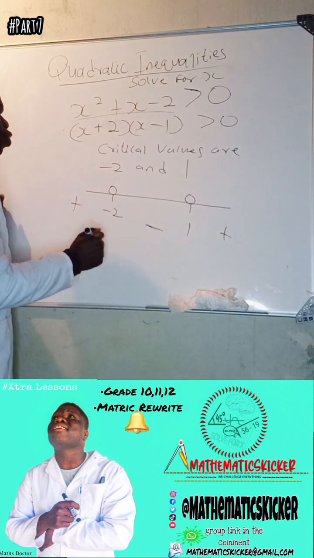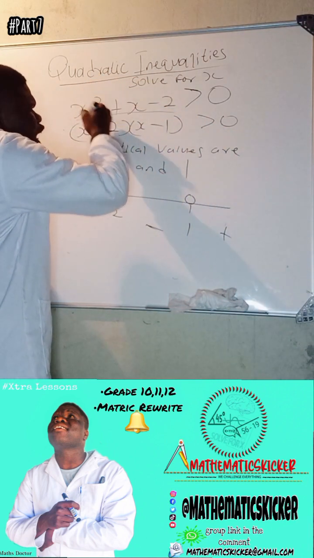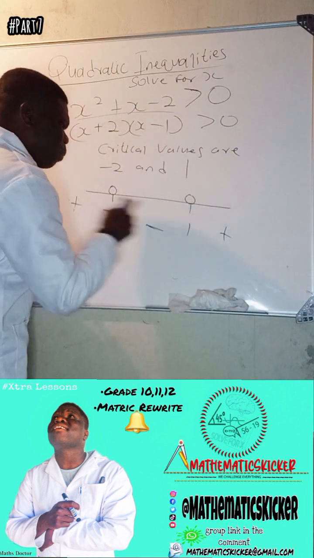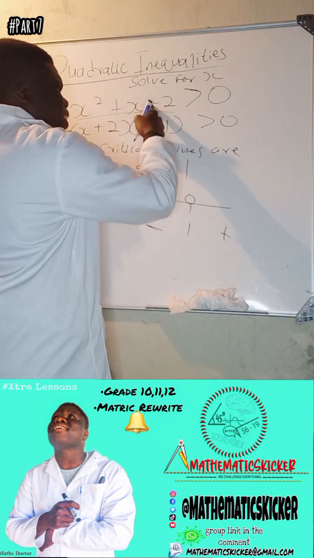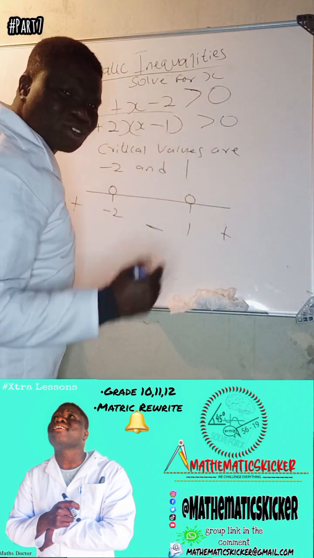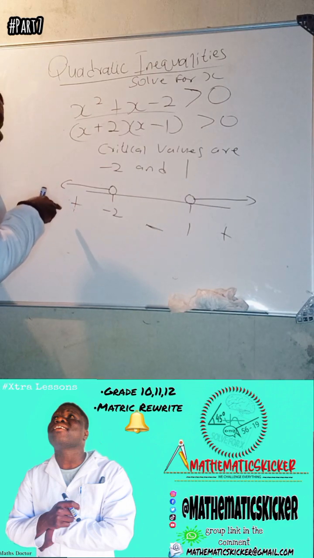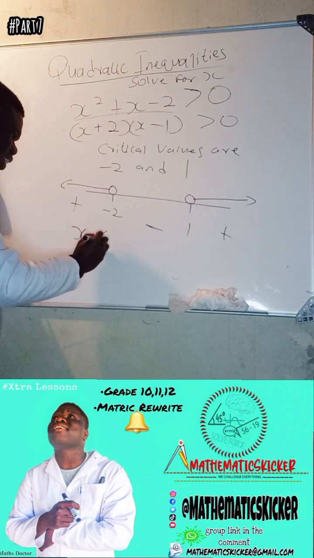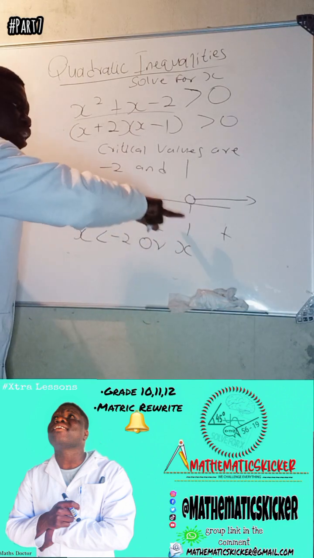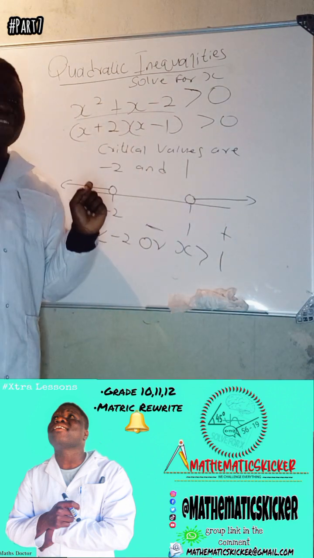Then now, how do we conclude? We say it's plus, plus, minus. And here, they are telling us this expression must be greater than 0. Greater than 0 means positive, so it means those values are there. The plus, plus means what? It's positive, because any value greater than 0 is positive. Then I will have these values there. It means our x will be less than minus 2, or our x will be greater than 1. This is our final answer.